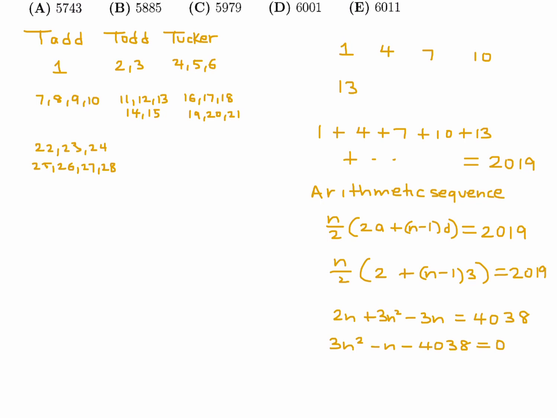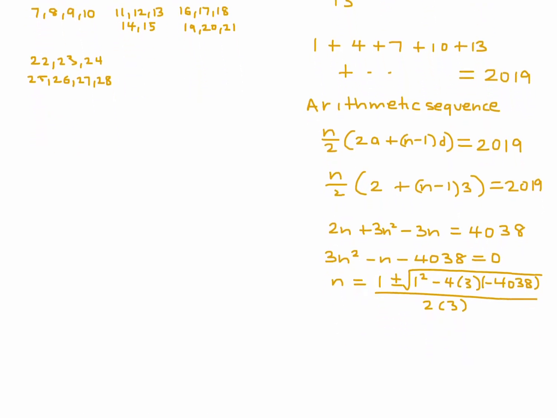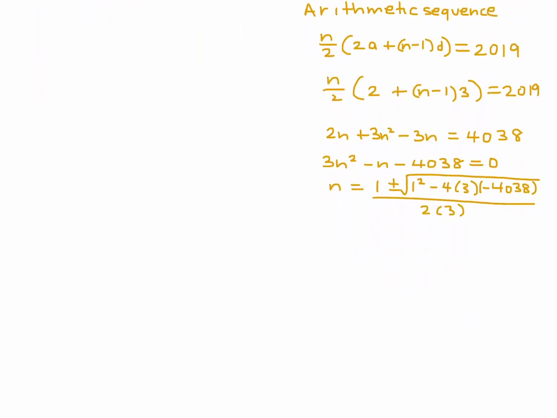Now you can use the quadratic formula here, and when you do, you get 1 plus or minus the square root of 1 minus 4 times 3 times negative 4038, all over 2 times 3. And that shows us that we've got a number that's approximately 36.8. So let's see what happens with 36, and then with 37, because obviously n has to be an integer, so it's got to be somewhere in between.